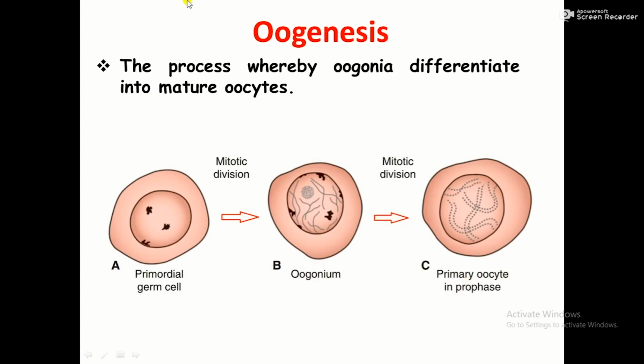So the process that we call the formation of the ovum is oogenesis. It is the process whereby oogonia, immature eggs, differentiate into mature oocytes. As you know, we need the germ cells, the primordial germ cell, which will undergo a mitotic division and give us oogonium. This oogonium undergoes another mitotic division and will give us primary oocytes.